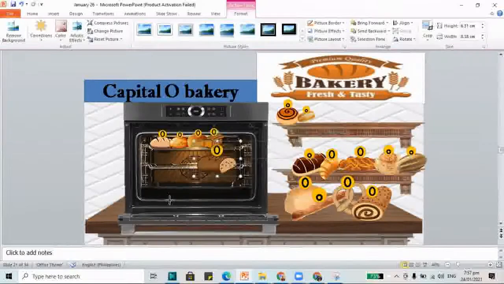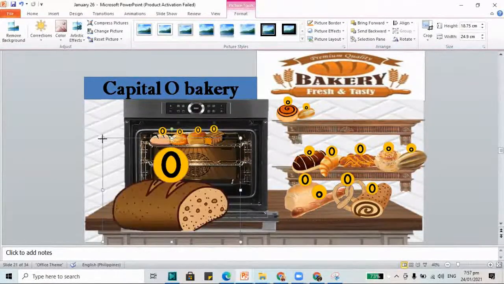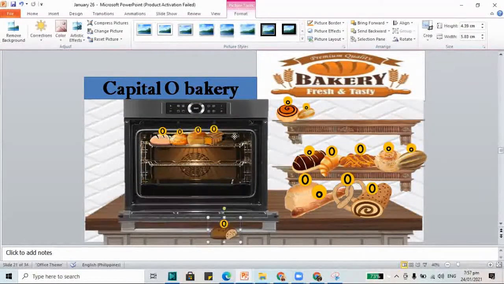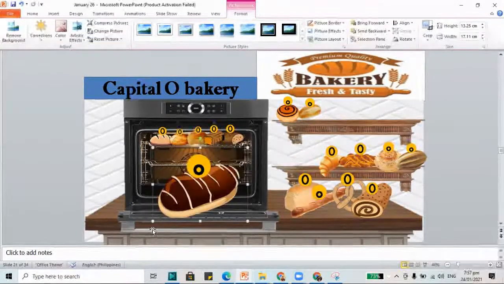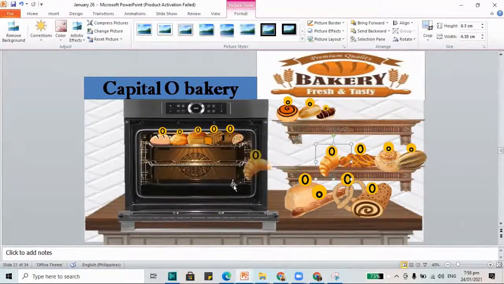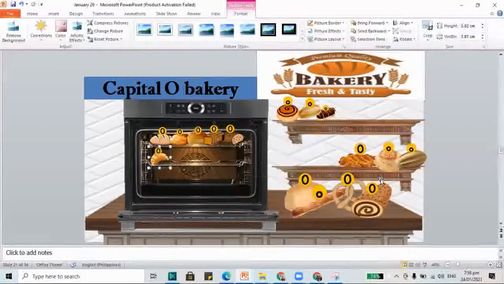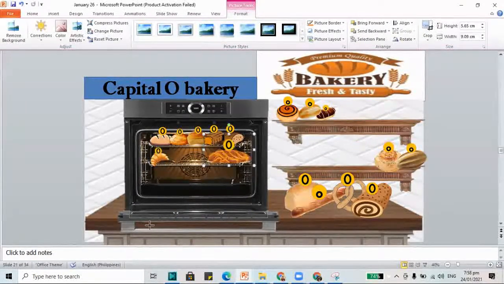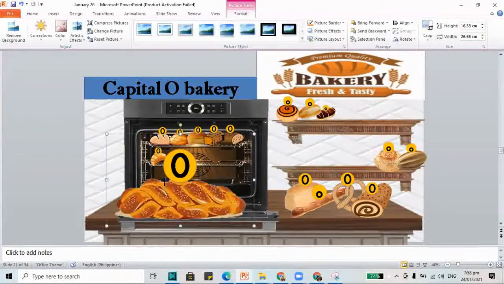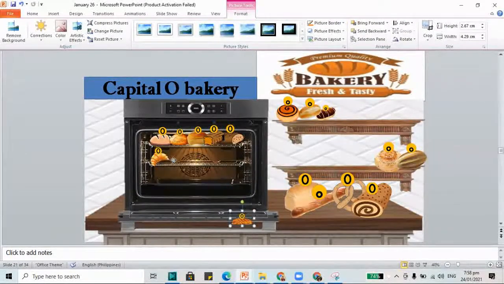Another one. Is this capital O? Yes, this is capital O. Remember, we only need to put capital O in the oven. How about this bread? This is lowercase, not capital. Is this capital O? Yes, this is capital O. Let's put it in the oven. Another letter. Is this capital O? Yes, this is capital letter O.